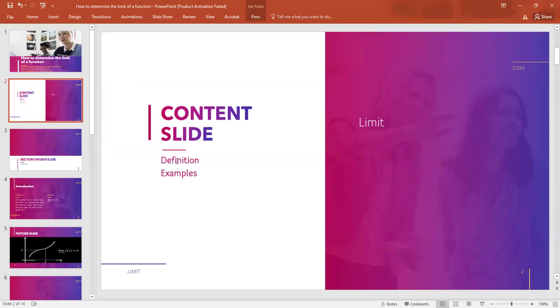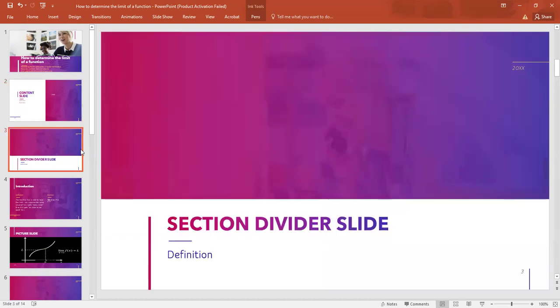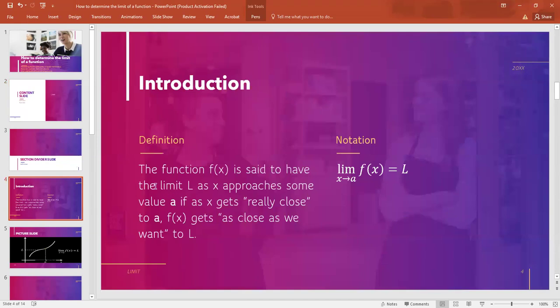So we are going to talk about limits all through our conversation. We'll begin by defining what a limit of a function at a given point is, and we are going to go through examples. To define the limit of a function, consider the following definition. The function f of x is said to have limit L as x approaches some value a if as x gets really close to a, f of x gets as close as we want to L.